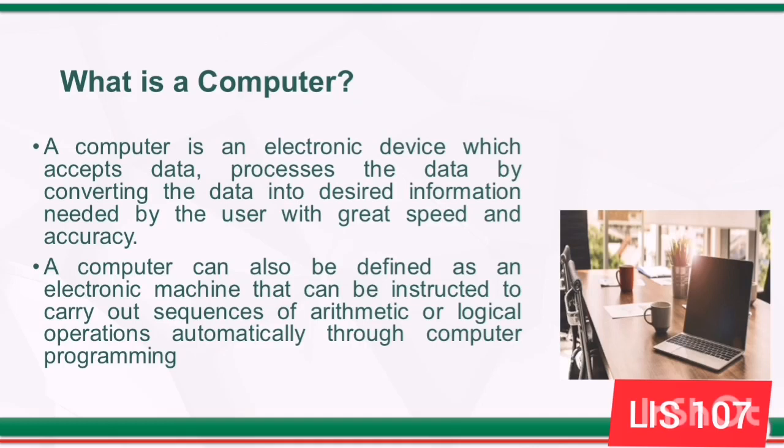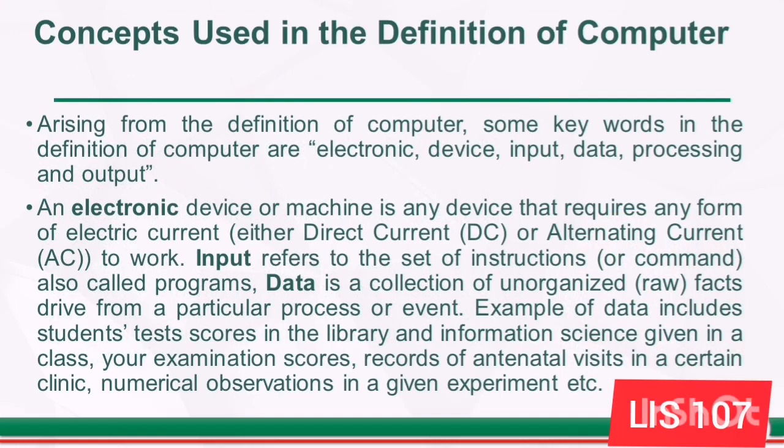A computer is an electronic device which accepts data, processes the data by converting the data into desired information needed by the user with great speed and accuracy. A computer can also be defined as an electronic machine that can be instructed to carry out sequences of arithmetic or logical operations automatically through computer programs. Now, based on the definition of the computer that we just defined, there are certain words there that are key that was used in defining a computer. We have words like electronic device, input, data, processing, and output. And I want us to look at those terms.